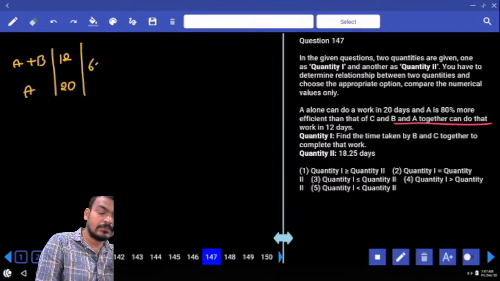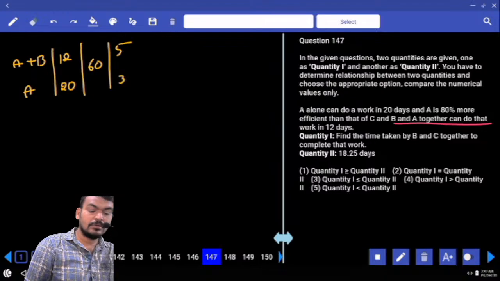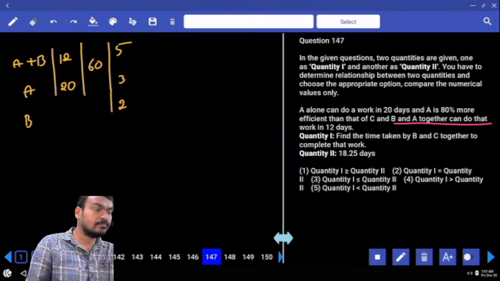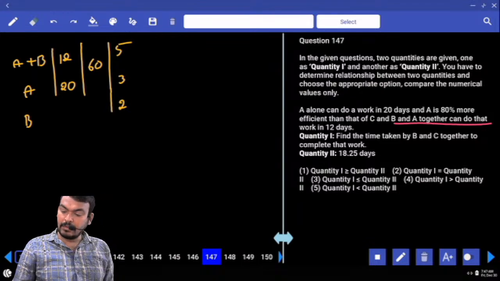What is the LCM? 60. 12 how many times? 5. 20 how many times? 3 times. Obviously B efficiency is 2 parts. Okay. And what is the question here?